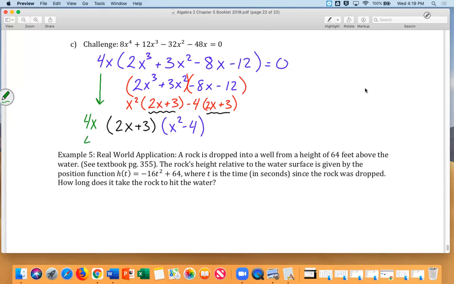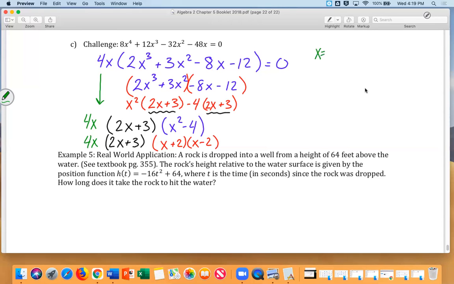So let's not deal with this. Let's not deal with this. Let's deal with this. Well, notice that's the difference of two squares. So we've seen that one before. That's x plus 2 times x minus 2. Now I have four different terms. I have 4x, the green. I have the black term, which is 2x plus 3. And I have the red terms, which I just did.